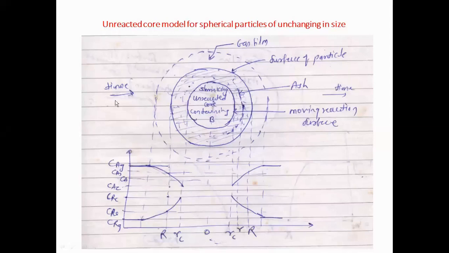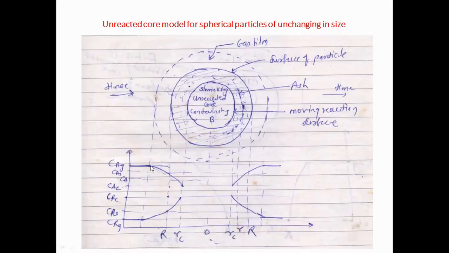Suppose A is the gas and B is the solid. A reacts with B and product R will be formed. This is the type of reaction. So the concentration of A, CAG, is the bulk gas concentration, the initial concentration before the start of the reaction. Then it starts to diffuse through the gas film, which is interface mass transfer, as you have already studied.